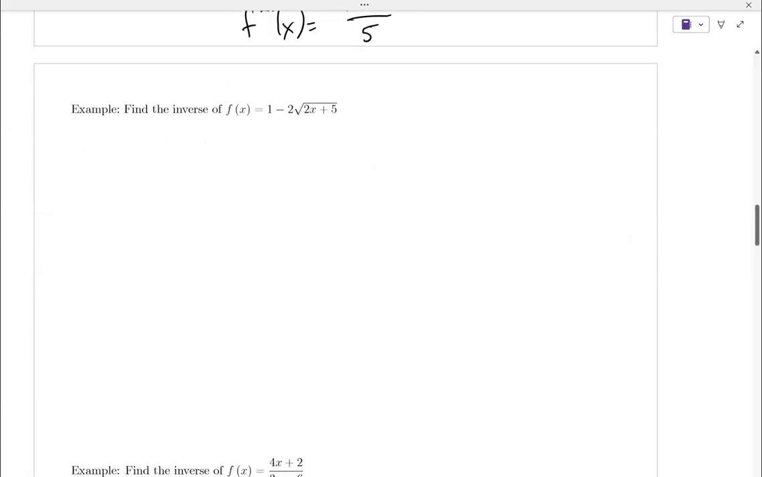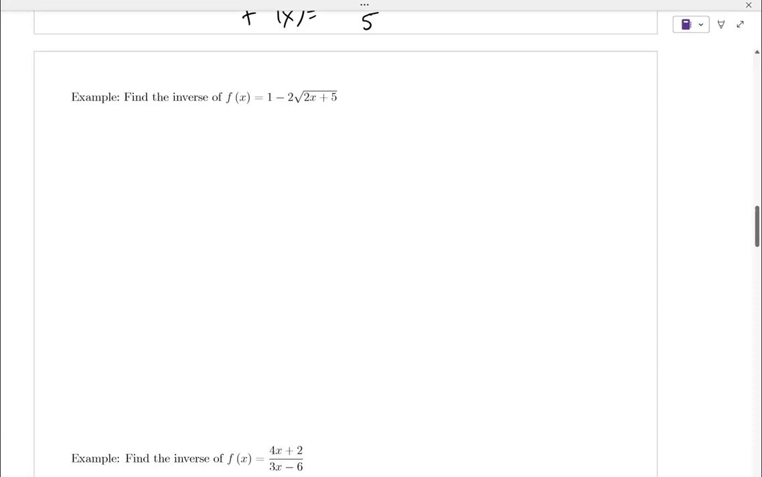All right. Let's do the next one, next couple here. First thing we're going to do is write this as y equals 1 minus 2 root 2x plus 5. What do we do next? Yeah, flip the x and the y, right? Make y's x's, make x's y's. So I get x equals 1 minus 2 root 2y plus 5. Now what do we do? Yeah, solve for y, right? So what do we have to do first?